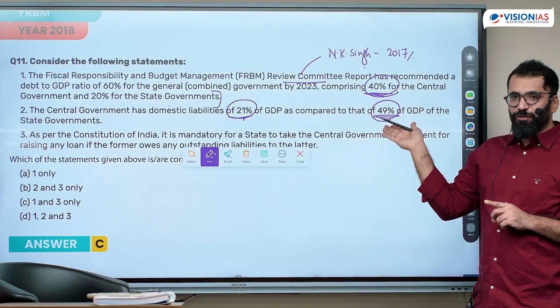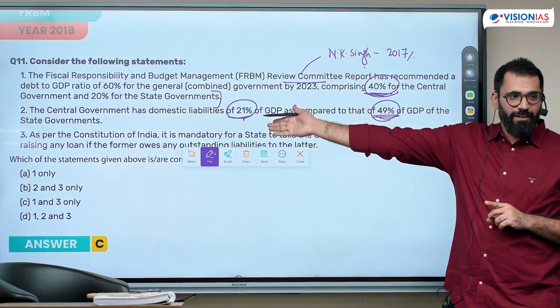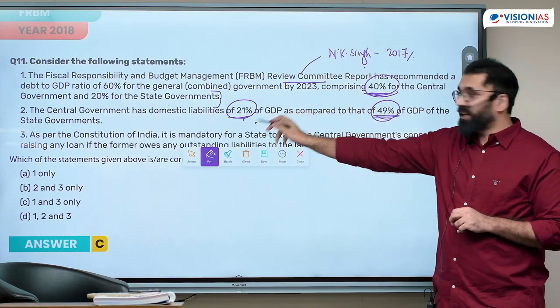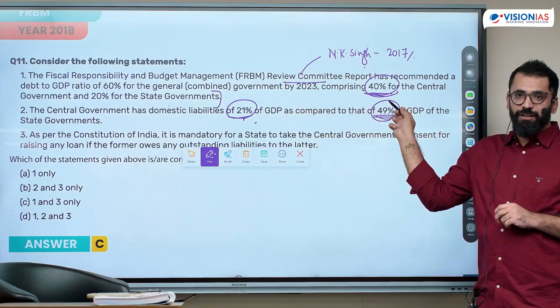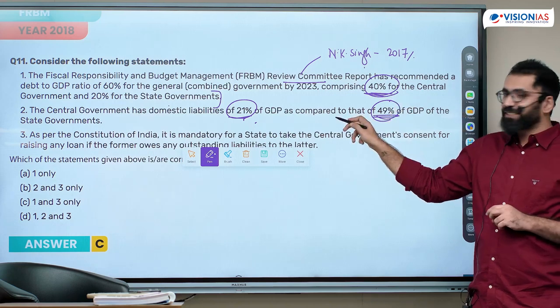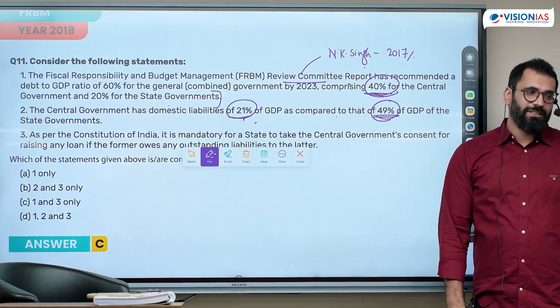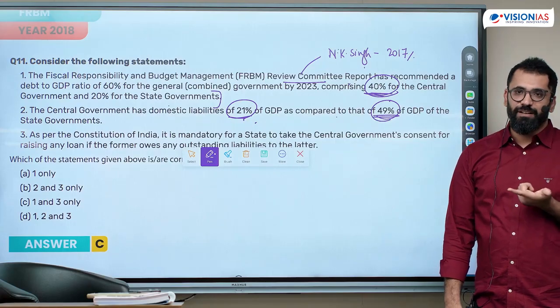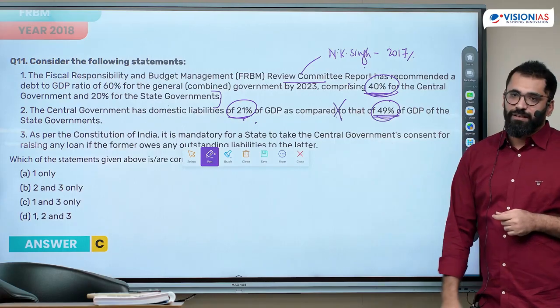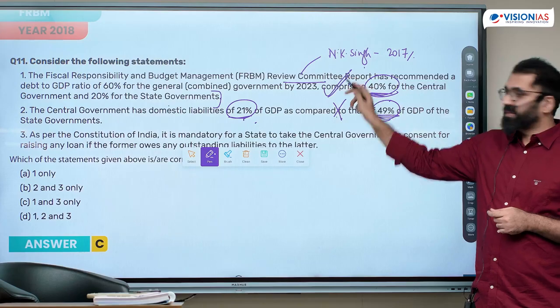Someone having debt to GDP of 49 cannot have a target of 20, and someone having 21 cannot have a target of 40. It's the opposite. So either this is correct or this is correct. Who is more expected to have a deficit, the center or the state? The center. So this statement is incorrect. This is the correct statement.